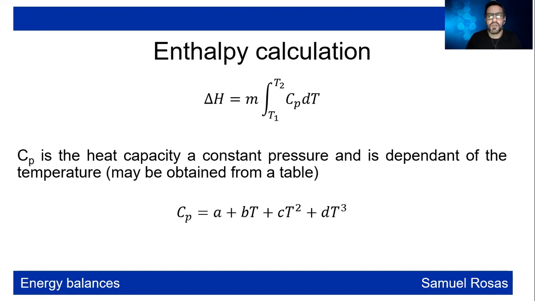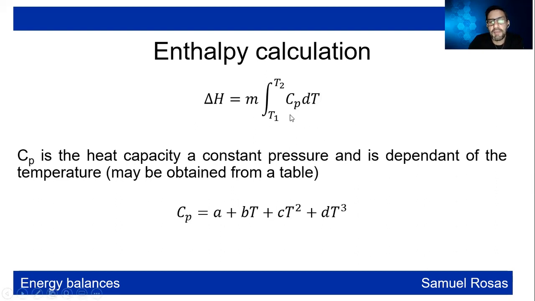The change in enthalpy is equal to m times the integral from T1 to T2 of Cp dT. When the temperature is changing, this Cp is the heat capacity at constant pressure, and it depends on temperature, and it's going to be obtained from a table. So you have to do an integral, and this is going to yield a fourth-degree equation that depends on temperature. So this is about it, and we're going to be seeing in class many exercises about this so that you can get acquainted.